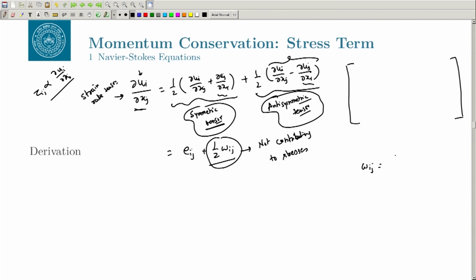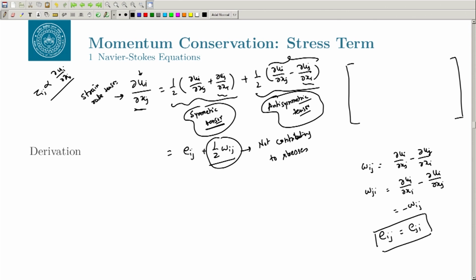that will be del u i by del x j minus del u j by del x i, right. So if you do omega ji, that will become del u j by del x i minus del u i by del x j, right. That is basically minus omega ij, so you can see this is an antisymmetric tensor. On the other hand, if you write E ij, you can exchange j and i, and it will remain the same, E ji. So this is the symmetric tensor, right. So you can write the symmetric tensor here.